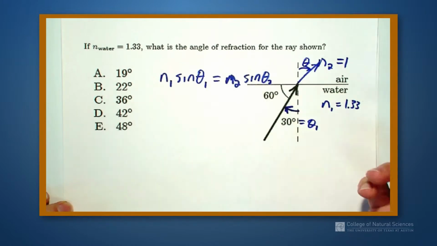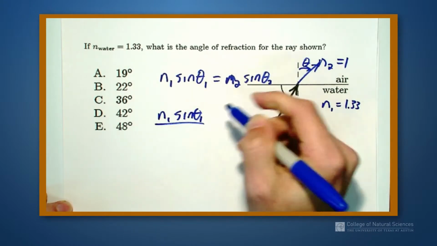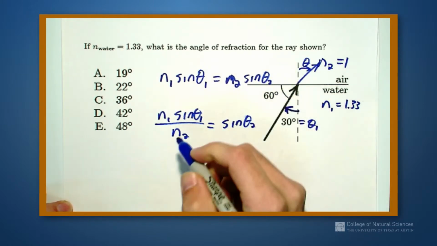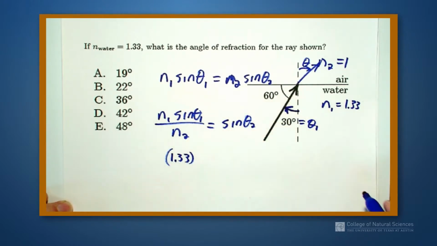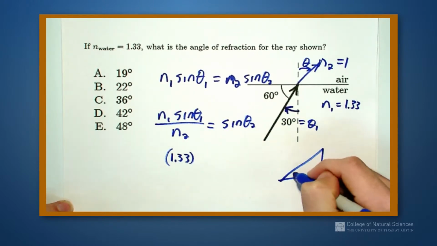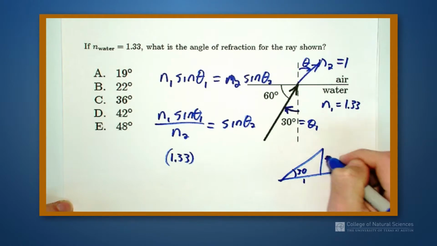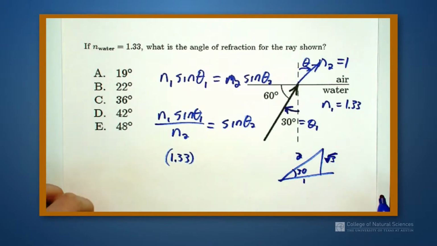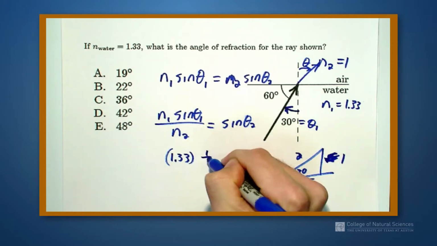So I start plugging in the numbers and figure out what I get. Well, n1 sine of theta 1 divided by n2 is going to give me the sine of theta 2. n1 is 1.33. The sine of 30 degrees, I know, with a 30-60-90 triangle, the sides are 1, 2, and square root of 3. It's backwards, square root of 3 and 1. All right, so I know that the sine of 30 degrees is going to be 1/2.